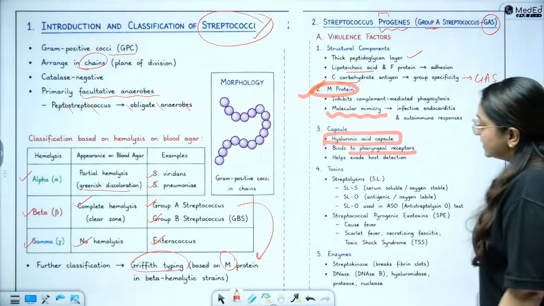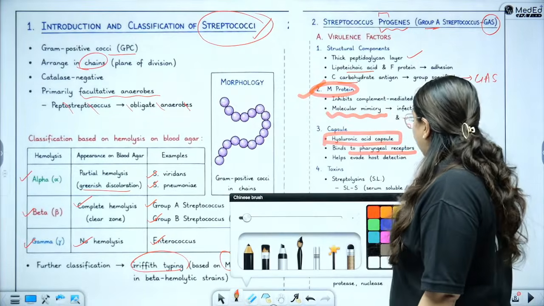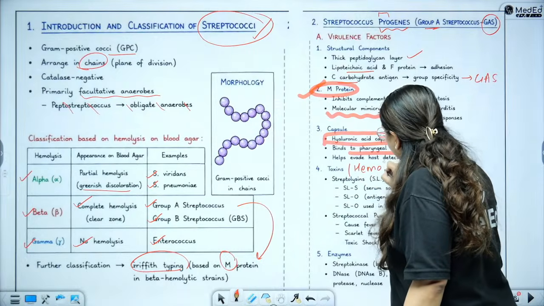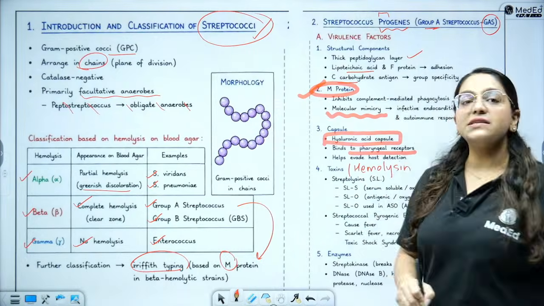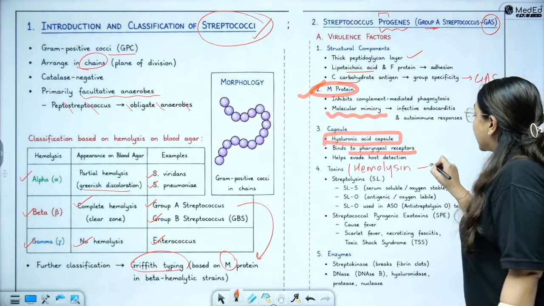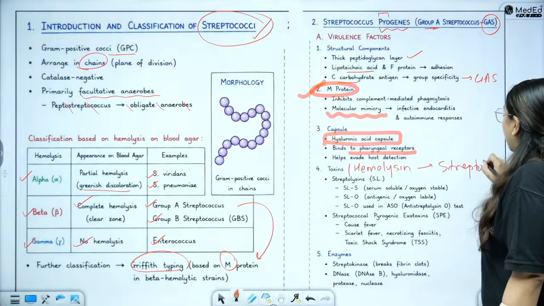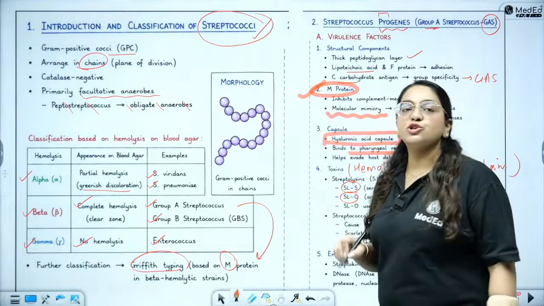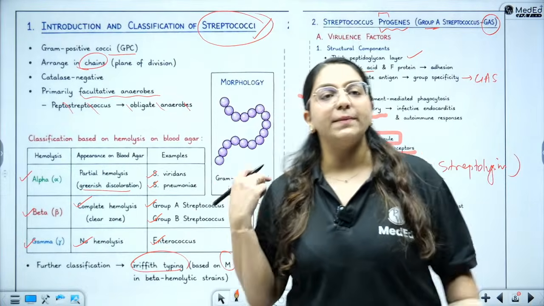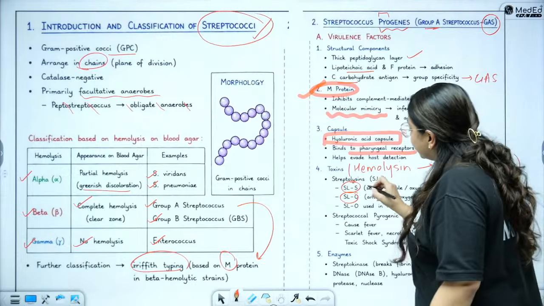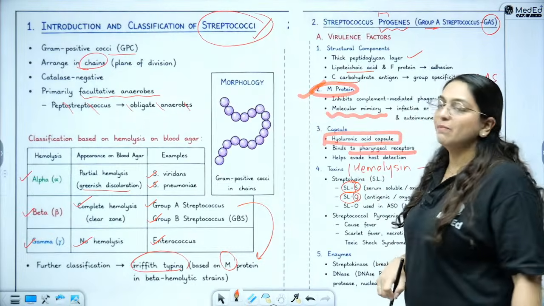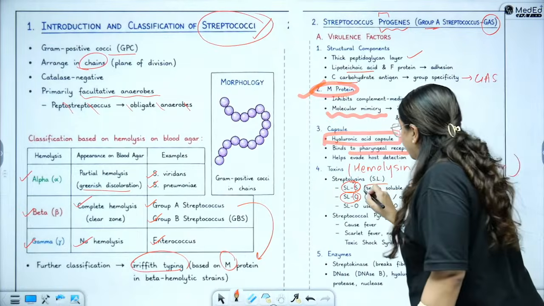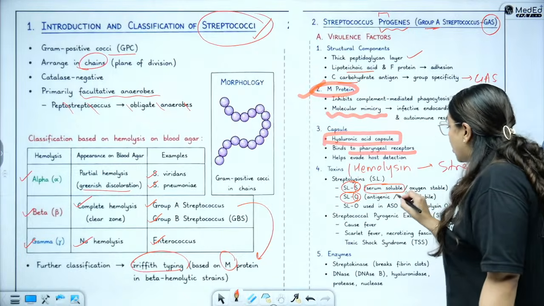Toxins, of course. This is a beta hemolytic strep, right? So the most important toxin that it is going to produce is the hemolysin toxin. If it is a hemolysin toxin being produced by Streptococcus, can I call it streptolysin? Of course. So there are two streptolysins, streptolysin O and streptolysin S, which are produced by your Streptococcus. S stands for serum soluble and O stands for oxygen labile. So streptolysin S is the serum soluble one, and streptolysin O is the oxygen labile one.